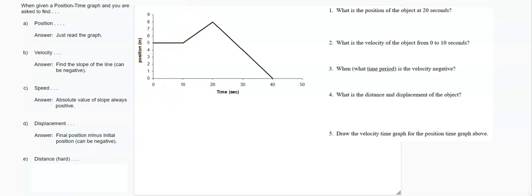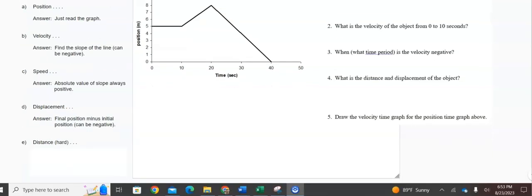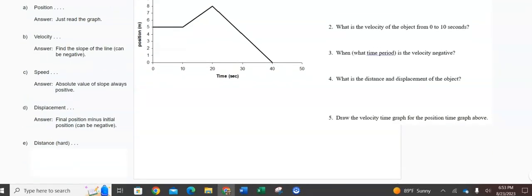So the way you calculate that would be the final position, which is 0, minus the initial position, which we said was 5. And so the answer is negative 5 meters. So just keep in mind that displacement can actually be negative.